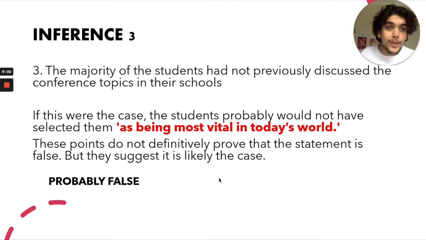As I said, with these types of inferences, probably true and probably false, they're usually the most difficult, as you're leaning towards it. You think, if they'd never discussed these sort of conference topics in schools before, why would they label them the most vital in today's world? So you automatically make that sort of connection, but you cannot definitively say, given the passage, that it is false. So that's what the probably false option is.